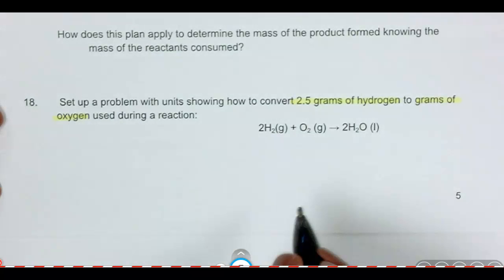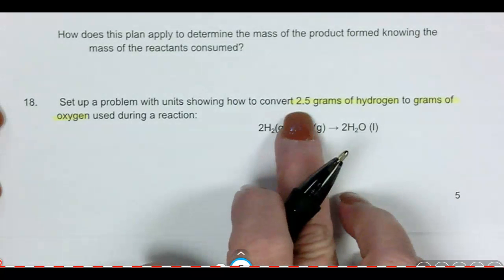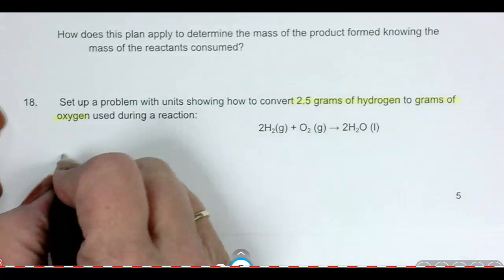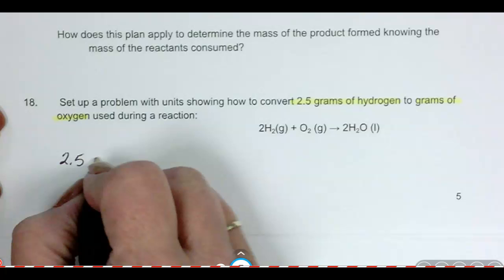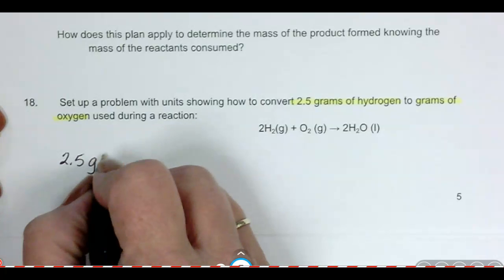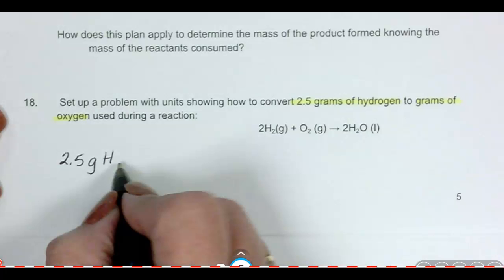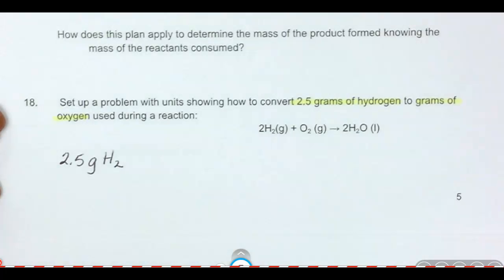Okay, so the first thing that we're going to write down is what is given. There's 2.5 grams of hydrogen. So let's write that piece down. 2.5 grams of hydrogen. And since it's hydrogen gas, we'll go ahead and do hydrogen gas on there.